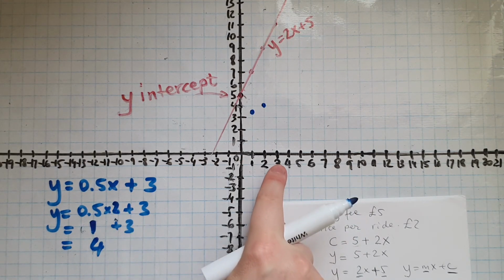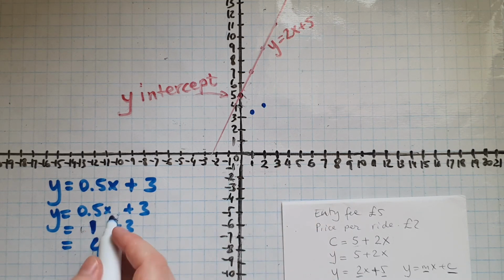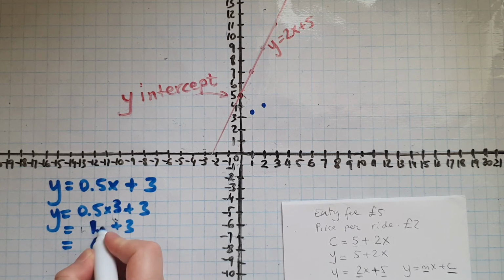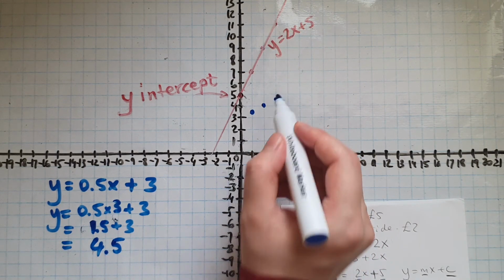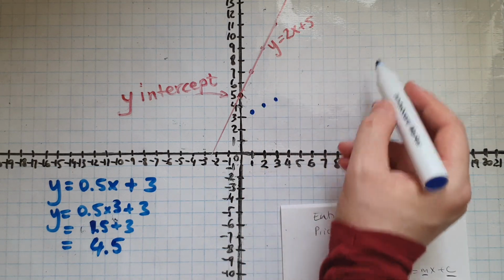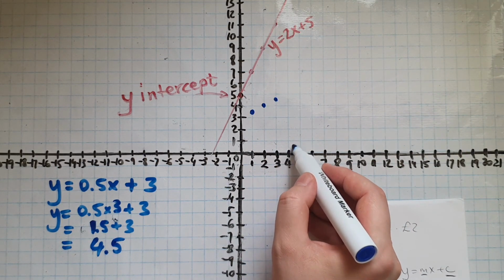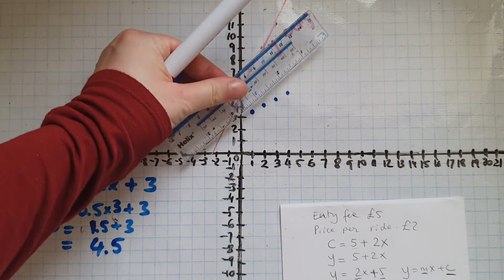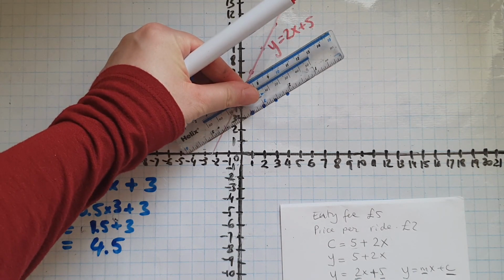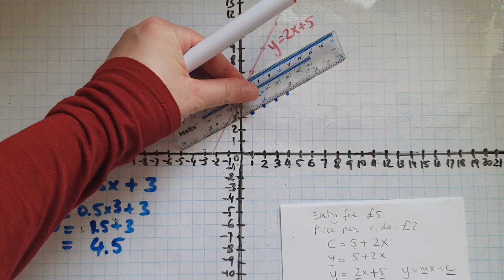When x is equal to 3, 0.5 times 3 is equal to 1.5. Add 3 gives us 4.5. So 3, 4.5. You can see the pattern. Then you'd be 4, 5. But even if you don't work them out, you can just use the line to help you.